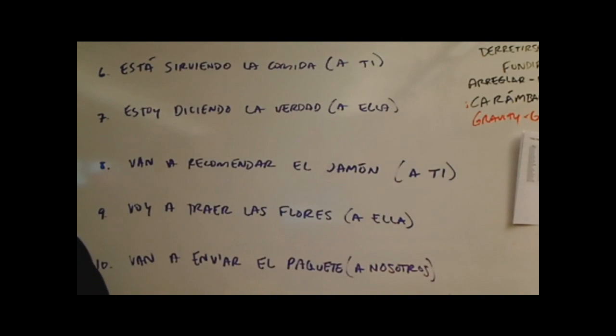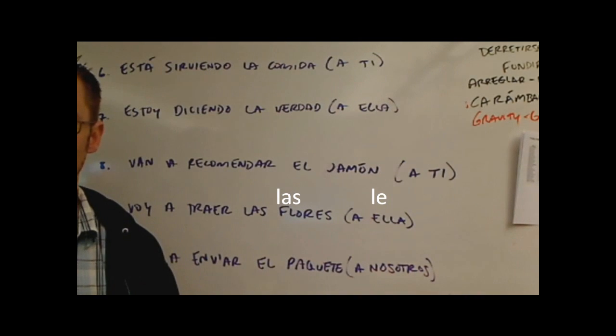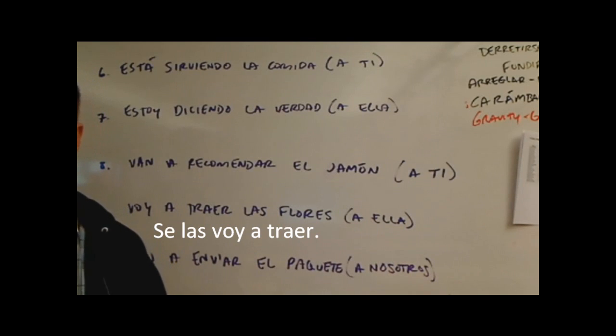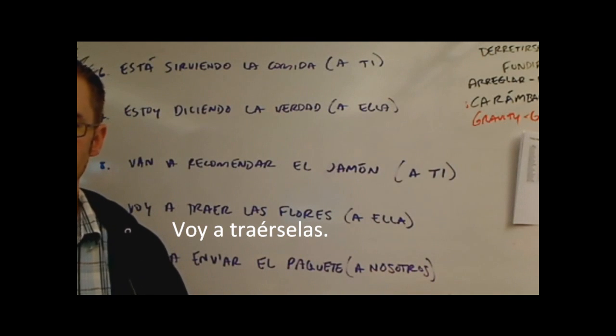Number 9: Voy a traer las flores a ella. Las flores, las; a ella, le. Le, las: can't have the 2 L's together, so you have se las. Se las voy a traer. Or: Voy a traérselas.